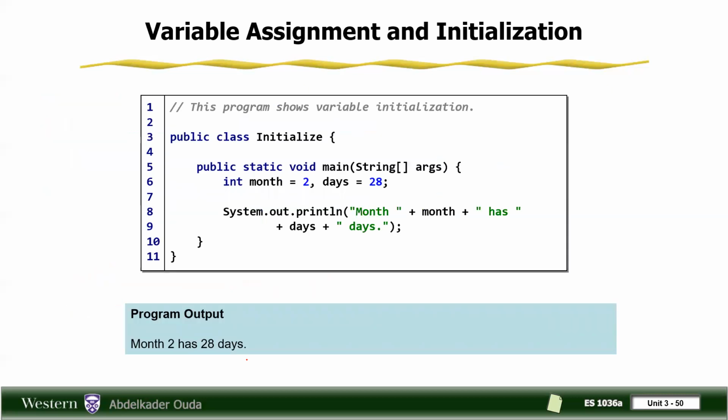This program shows variable initialization: public class Initialize, public static void main, String args, integer month equal 2, days equal 28. If I need to declare two variables here of the same type, I can use the comma, then the semicolon at the end. System.out.println month plus month, so it should be 2, has 28 days. Here is the output. So these are initializations with initial values.